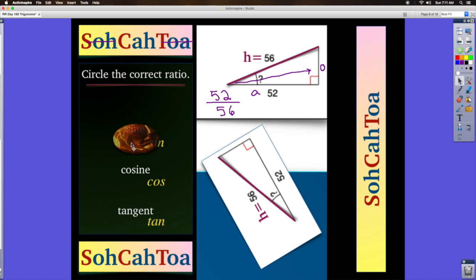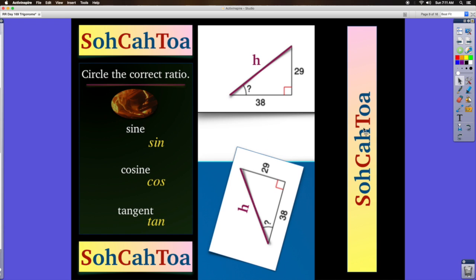Pretty cool stuff. Trig is usually pretty fun for most kids. Once they get the hang of it, they feel a lot of satisfaction getting the right answers over and over again, but just labeling them O, A, and H at first is such a good strategy that I have to share it with you. Opposite and adjacent this time, of course, that is tangent. So 29 over 38, and you are home free and ready to get that right.